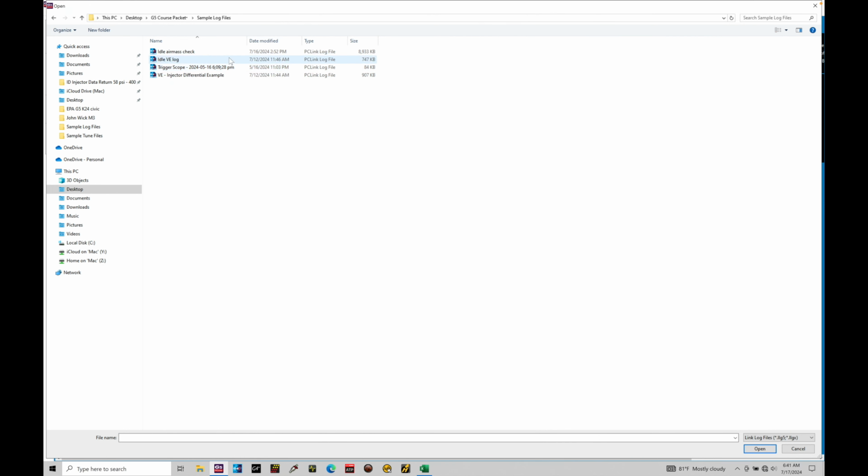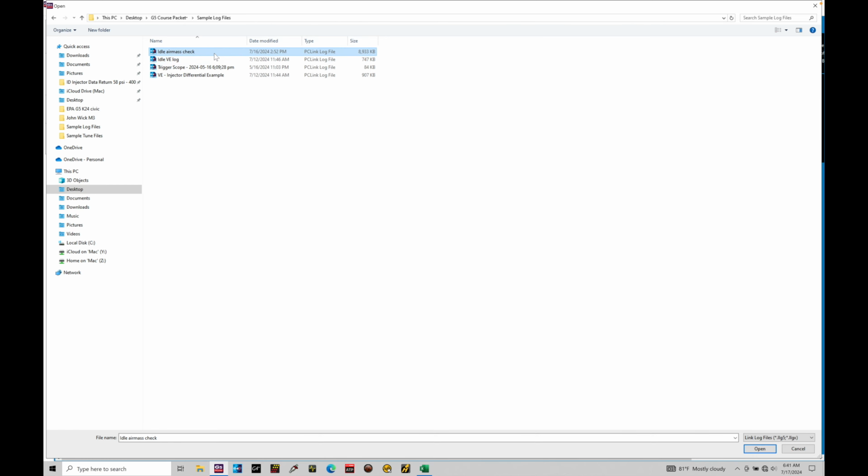Double click in here. Now I have two different air mass check logs. We have an idle air mass check and an idle VE log. These are both something we can reference. I also have here a VE injector differential example. We looked at this example in another training module when we were talking about the modeled fuel mode. We're going to still go ahead and take a look at that here again, just so we can learn what we need to spot in the log file or in the live data, and plug the numbers into our Excel spreadsheet calculator so we can get an idea if our values are correct or not.